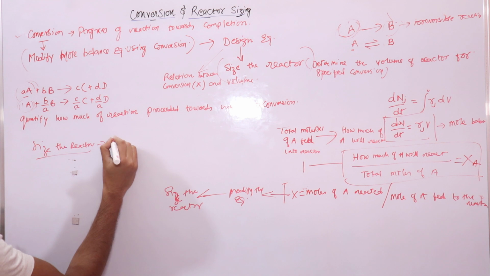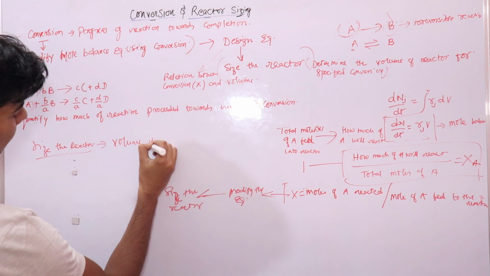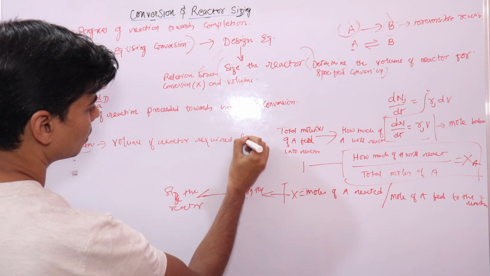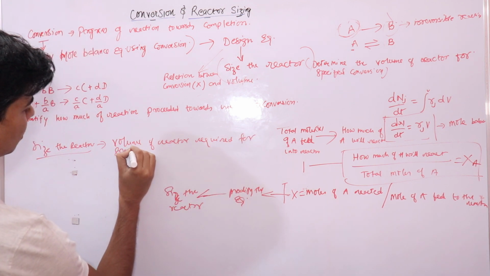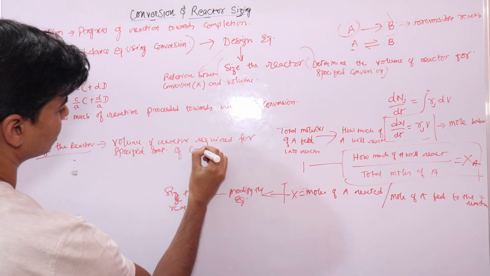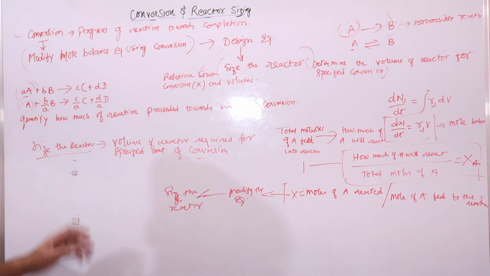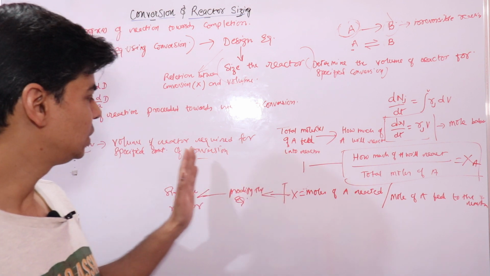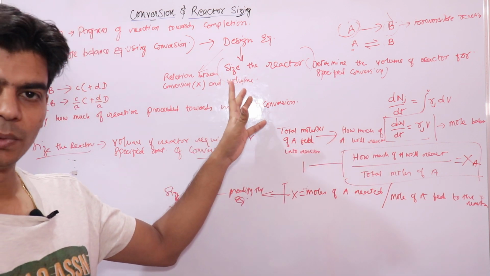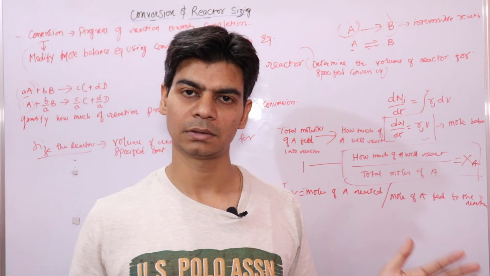So sizing the reactor means the volume of reactor required for a specified amount of conversion, right? So before writing down the design equation, you need to have this conversion, right? Once you have this conversion, you can modify the mole balance equation to get the design equation. Once you have the design equation, you can determine the volume of the reactor. That's what our main goal is.